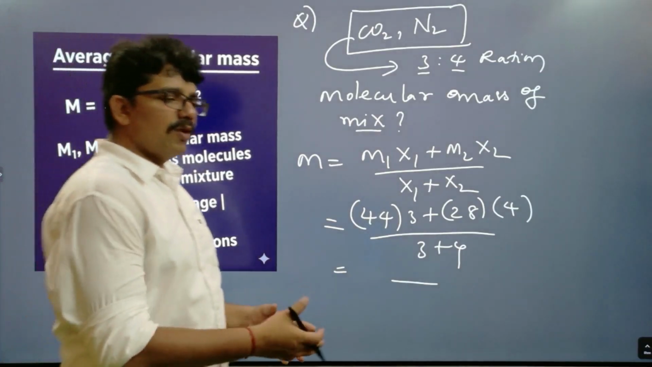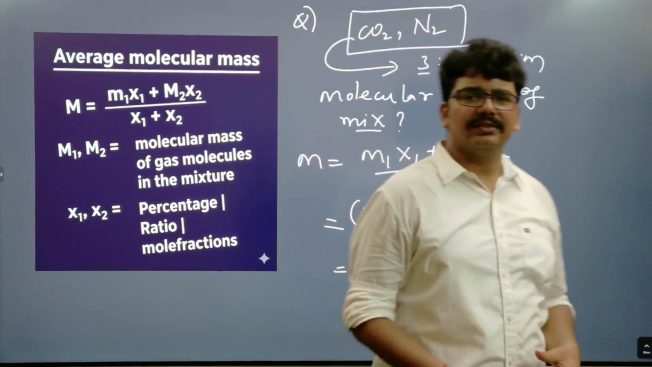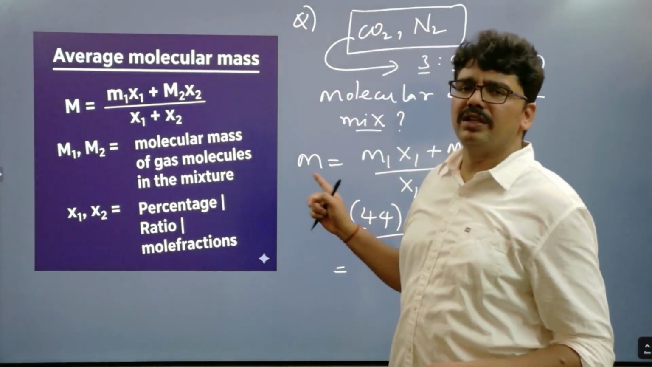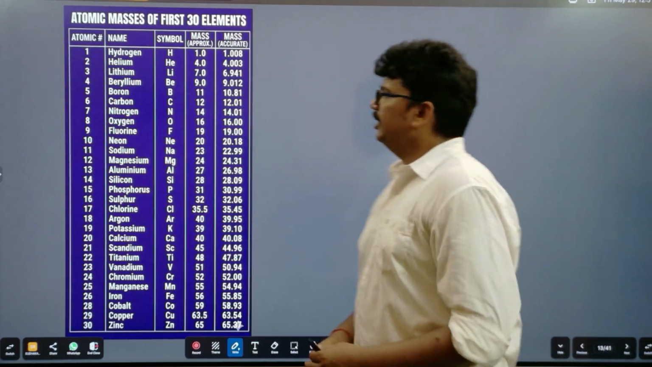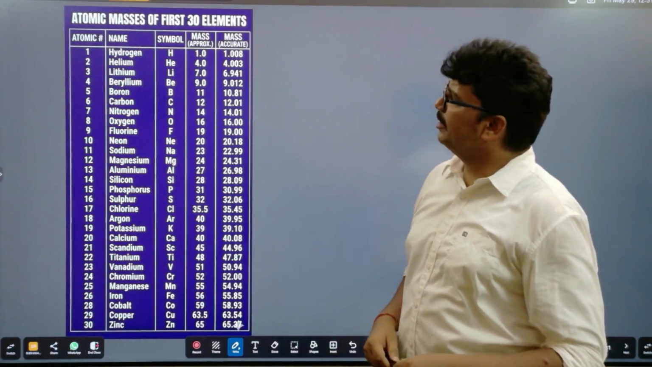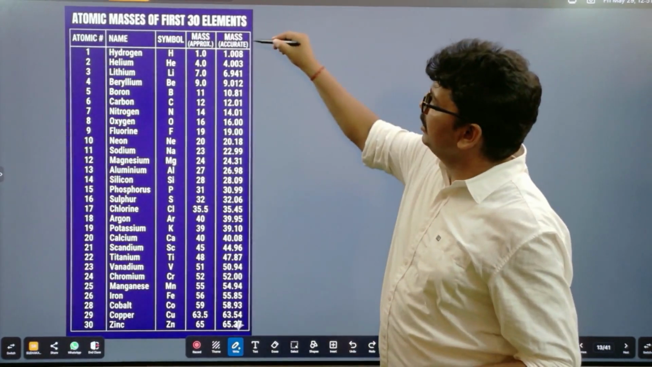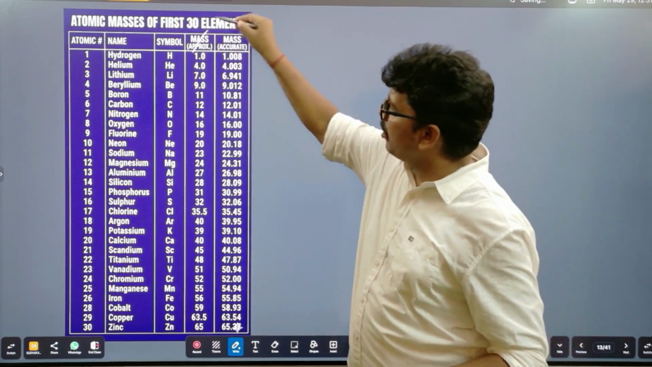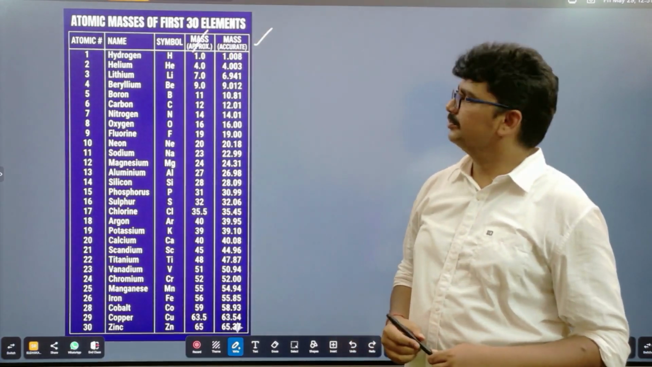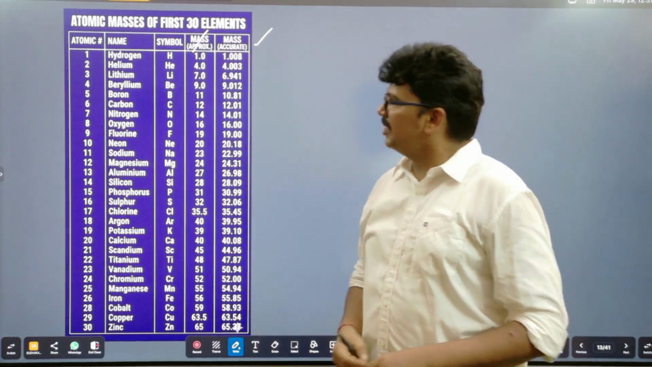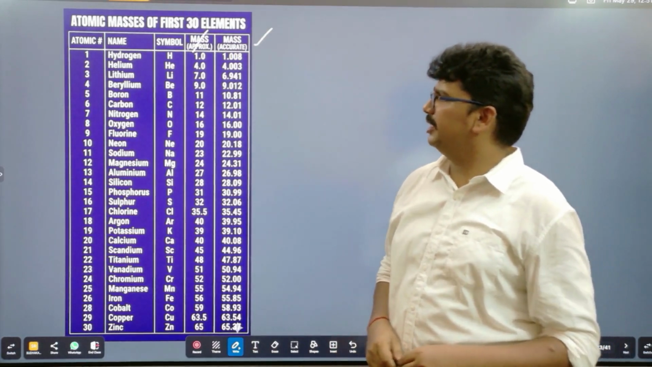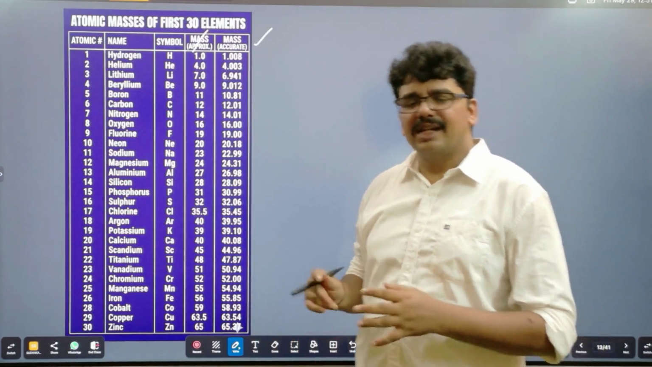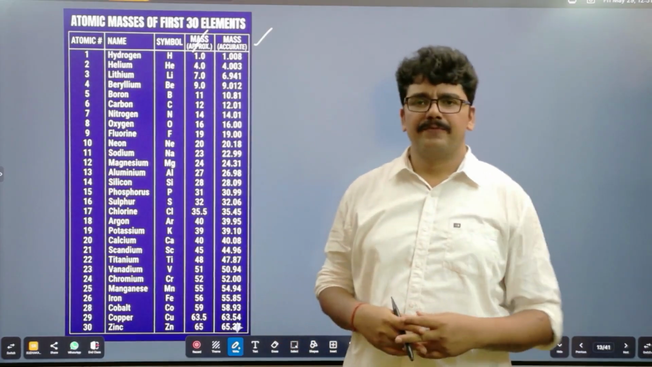So when two or three gases are given, how do you find the mixture molecular mass, meaning the average molecular mass? Next, here you can see the atomic masses of elements 1 to 30. These are the exact or accurate atomic masses, and these are the approximate atomic masses. This approximate atomic mass is required: hydrogen 1, helium 4, lithium 7, beryllium 9, like that. You should know the first 30 elements' atomic masses.